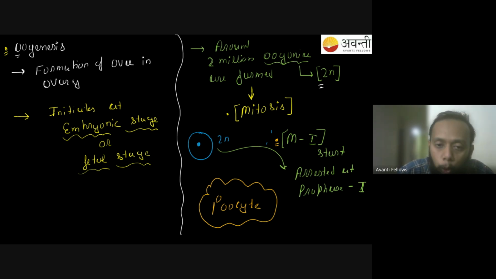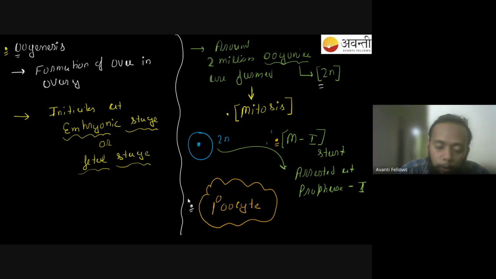And now these oogonia, a large number of oogonia, what will happen? They will initiate meiosis, but will stop at prophase 1. They will get arrested at prophase 1. Meaning my meiosis 1 has not finished. It has started but not finished. So they will get themselves arrested at prophase 1, and that oogonium will be called my primary oocyte.